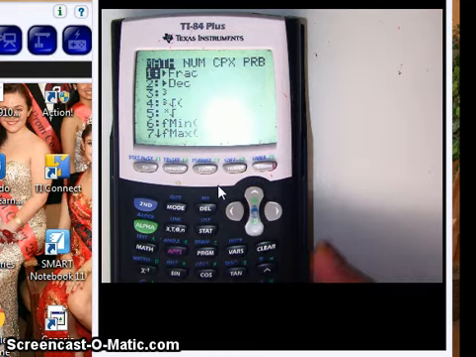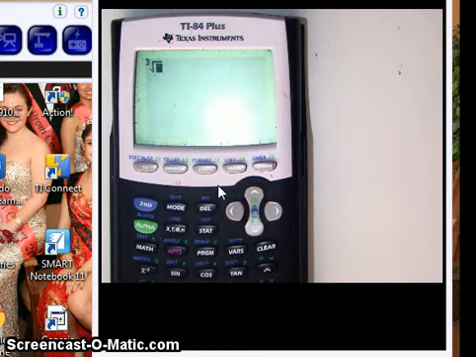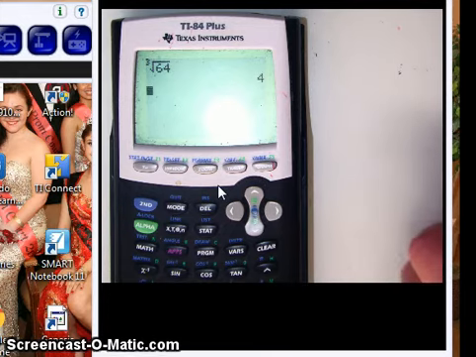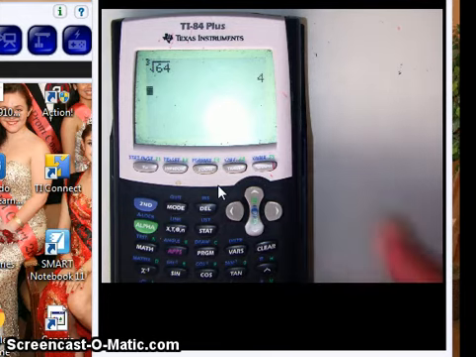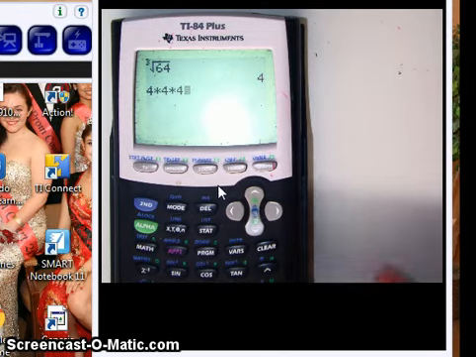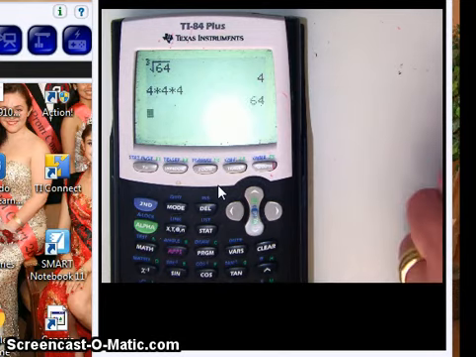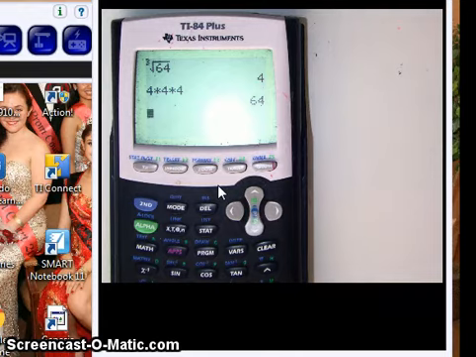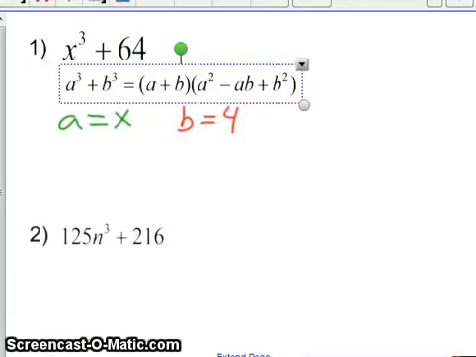So I'm going to do the cubic root. I chose option 4 of 64. Press enter. The cubic root of 64 is 4. Why is that true? That's true because 4 times 4 times 4 equals 64. So that's how you use the calculator to find the perfect cube, or the cubic root.